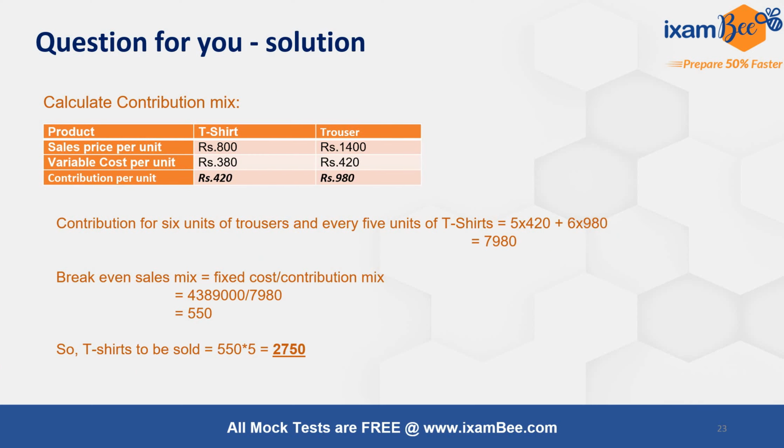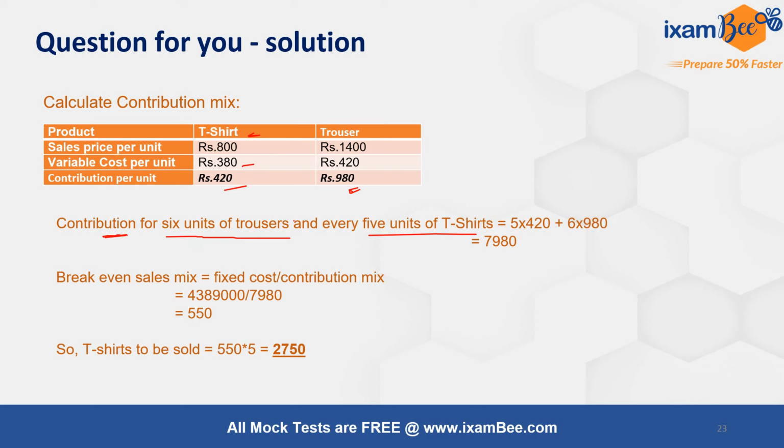To calculate my contribution mix, first I need to know the contribution per unit. My contribution per unit of t-shirt is 420 rupees: 800 is the sales price, variable cost is 380. So 420 is my contribution per unit for the t-shirt. Similarly for my trousers, the per unit contribution is 980 rupees. Now I need to know my product mix. My product mix is 6 units of trousers and 5 units of t-shirts. Now I will calculate my contribution mix.